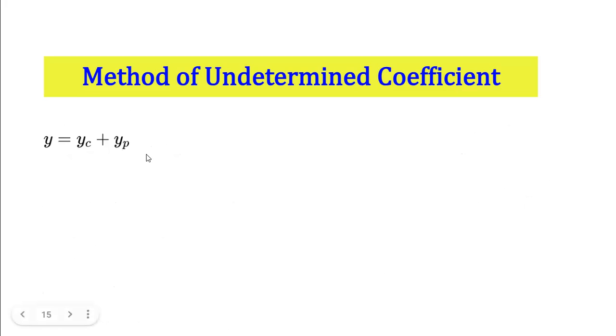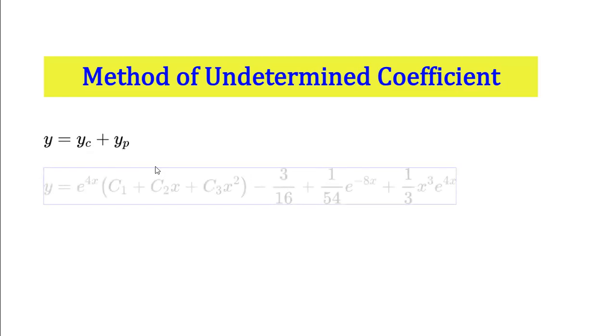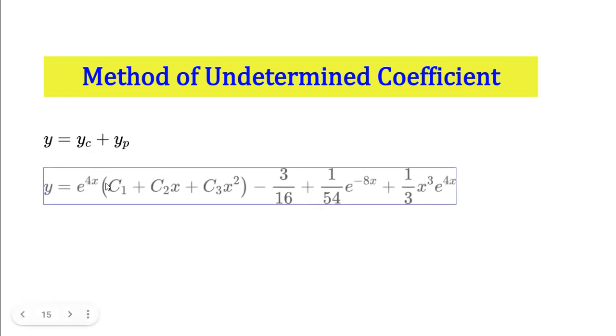So we can find our general equation by adding our complementary solution to our particular solution to get our general equation. So doing this, we have our final answer to be this.